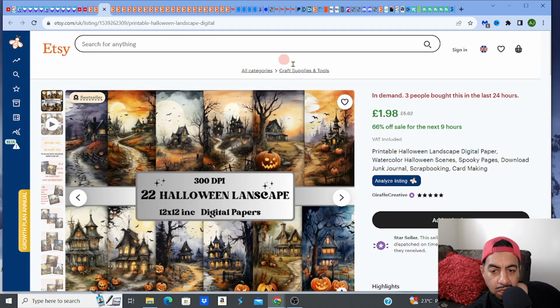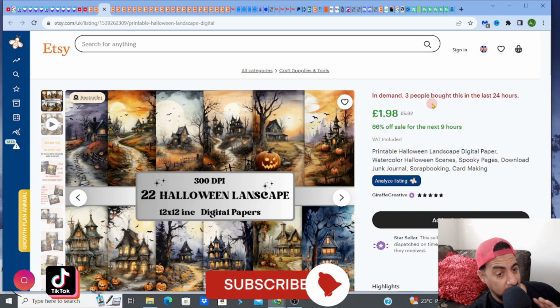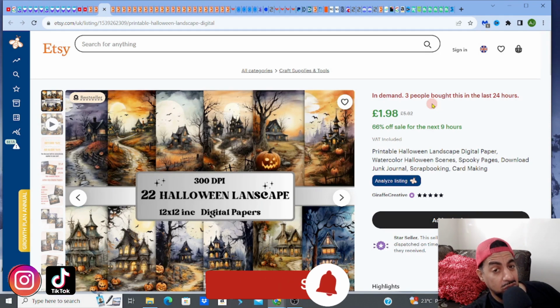Look at it. It's in demand, and 3 people bought this in the last 24 hours. It's definitely something that I would take away. I would definitely take away a lot of these tips. It's trending, obviously, because of the Halloween. You've got this watercolor style. Watercolor is always very popular. You got spooky. You got this junk journal, which is very popular.